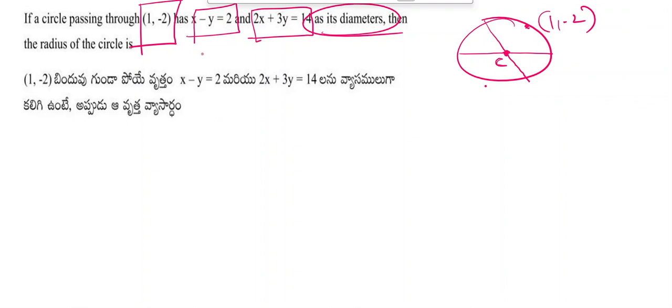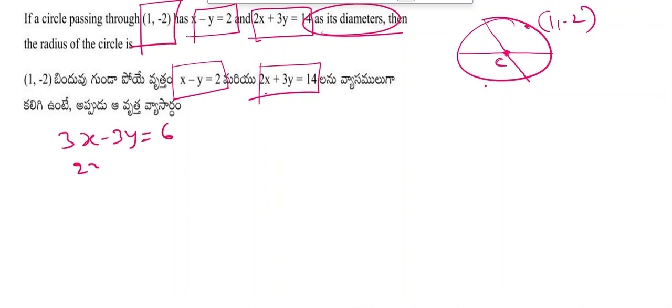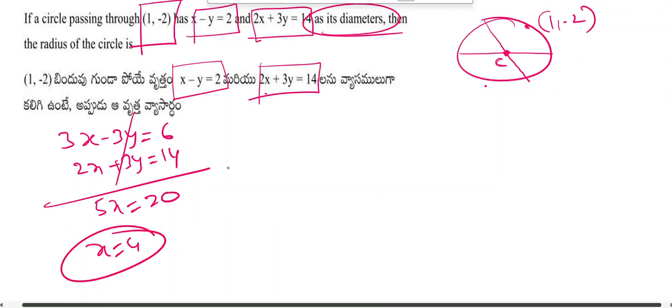Now solve these two equations. First equation is x - y = 2. Second equation is 2x + 3y = 14. Multiplying the first equation by 3, that is 3x - 3y = 6. Second equation 2x + 3y = 14. Add these two equations. 5x = 20, x = 4. And the y value: x - y = 2, x is 4, 4 - y = 2, y = 2.